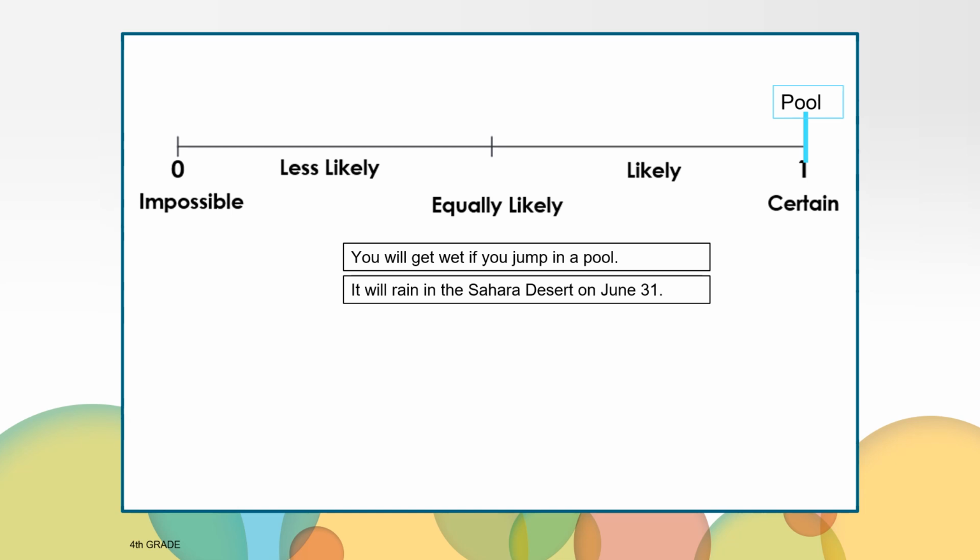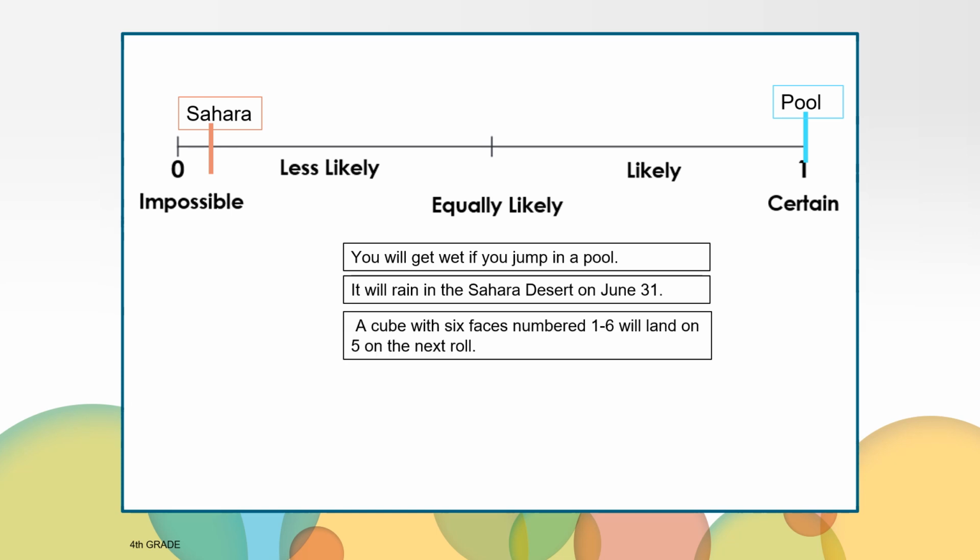It will rain in the Sahara Desert on June 31st. The Sahara Desert is a very dry place. It is quite unlikely that it would rain on that date. So I put that one pretty close to the 0.